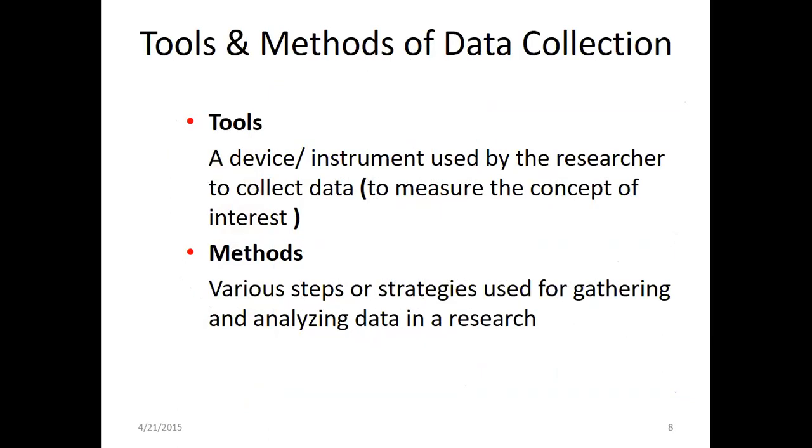And then there are what we call tools and methods of data collection. Now, a tool, you have to distinguish, and all these need to be reported, by the way, in your methodology. A tool is simply a device or an instrument used by a researcher to collect data to measure the concept of interest. Okay, that's a tool. The methods, these are various steps or strategies used for gathering data, analyzing data, and research. Okay, so I'm not talking about research method because here I'm talking about data collection methods and data collection tools. Okay, that's the idea.